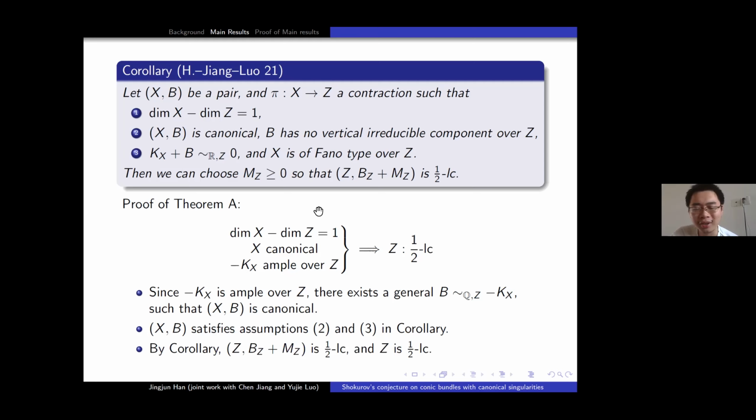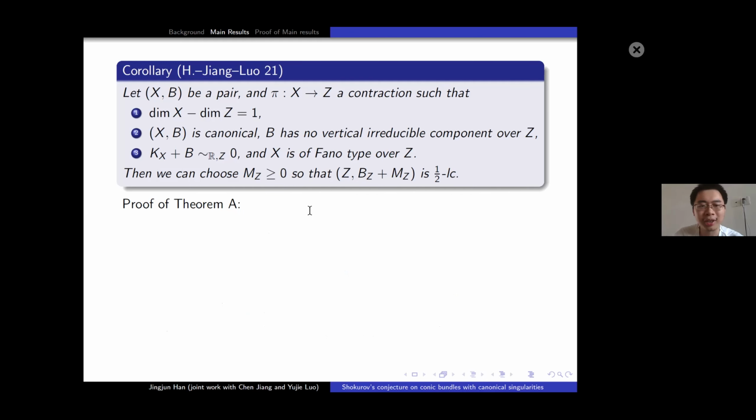And then the next question is how to prove our Theorem B, about the relative pair. So this is the next question.